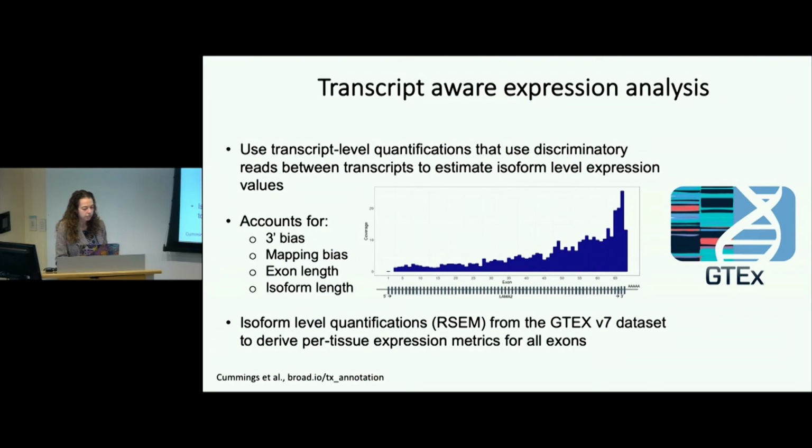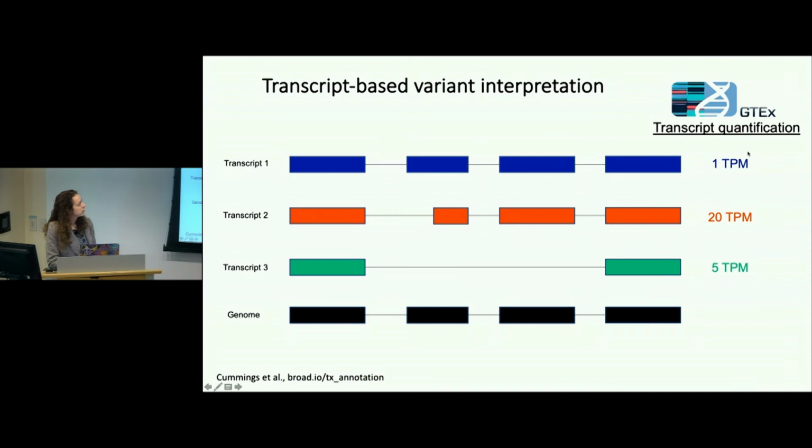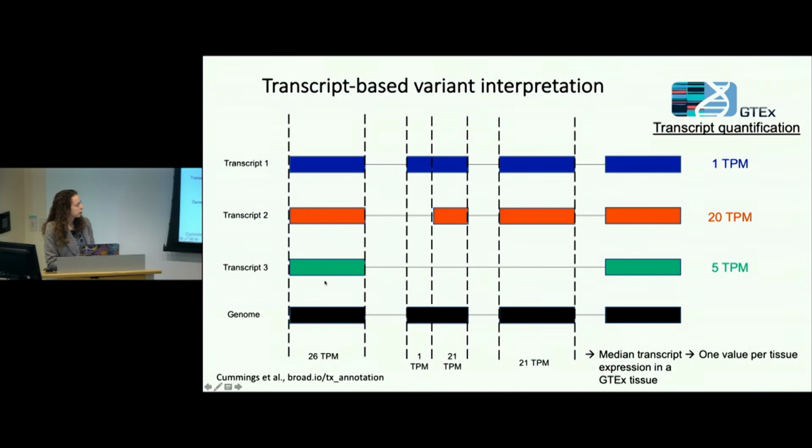And this is really the key of it. So you assign expression level to the various transcripts. So this one is lowly expressed, this one's highly expressed, and this one's kind of intermediate. And then if you had a variant here, well, it's only in one of the transcripts, that happens to be the lowly expressed. And so for each position, you add up the expression level of how that exon is used across the different transcripts. And that leads you to a median transcript expression in a GTEx tissue and gives you a value.